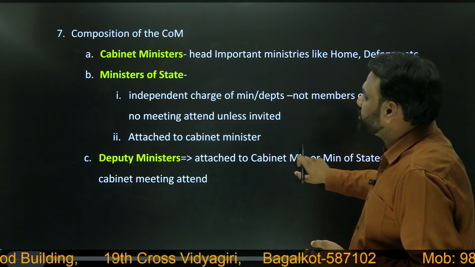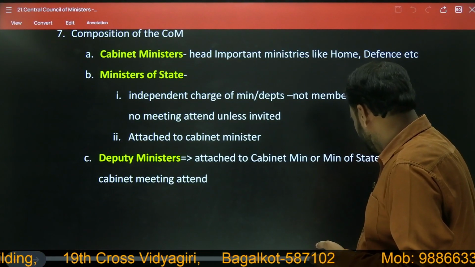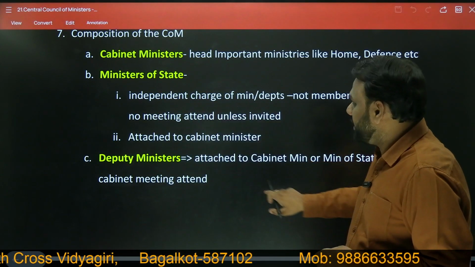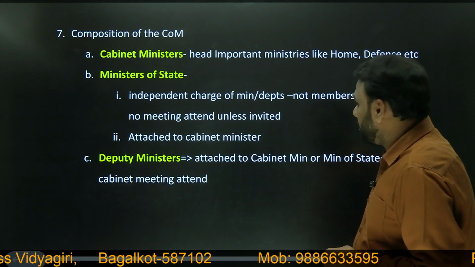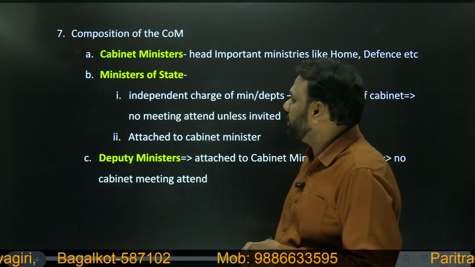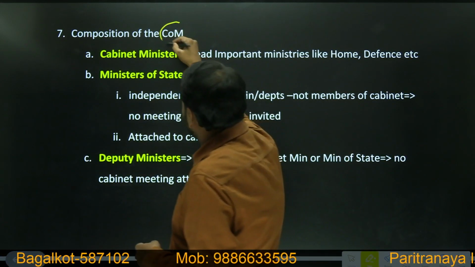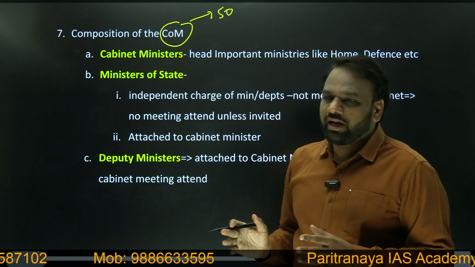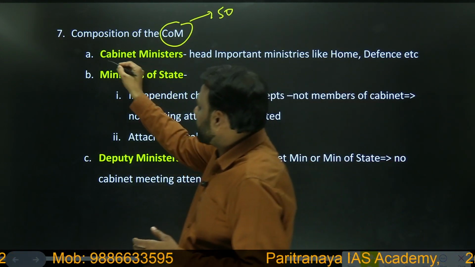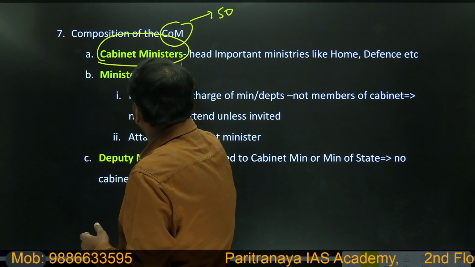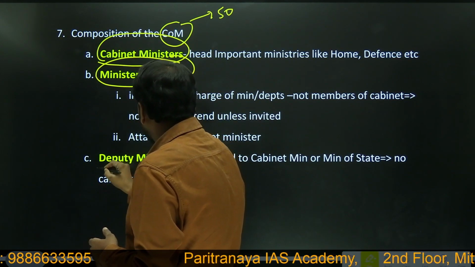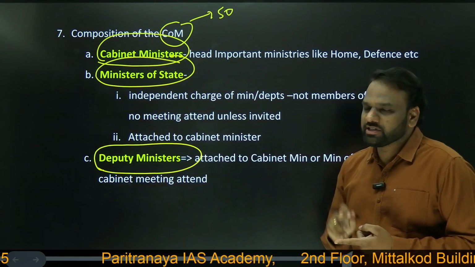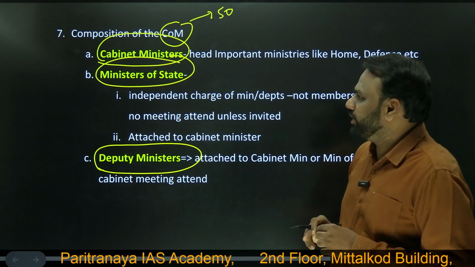Next, composition of the Council of Ministers. Among the 50 ministers, there is a hierarchy of ministers. Some of them are called cabinet ministers, some are called ministers of state, and some are called deputy ministers. Cabinet ministers, ministers of state, and deputy ministers.